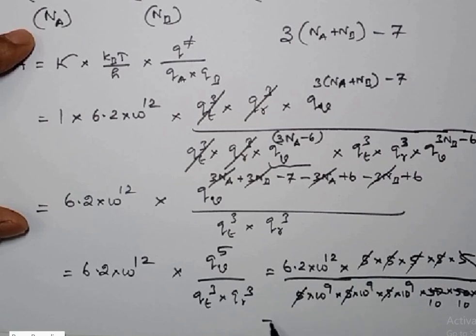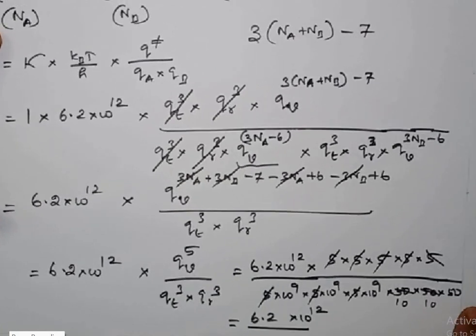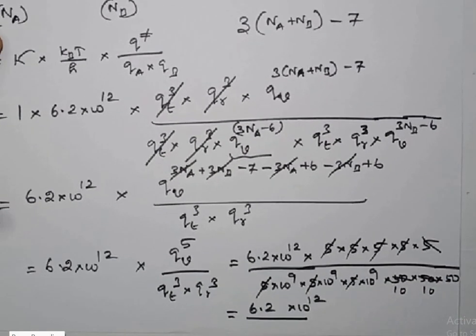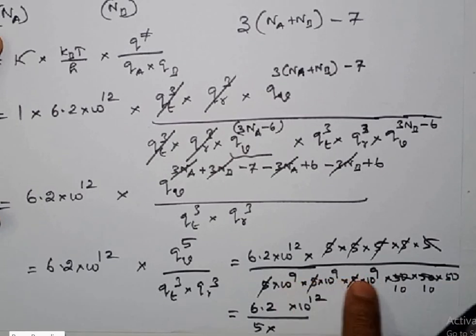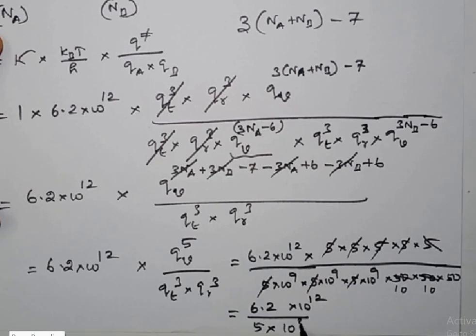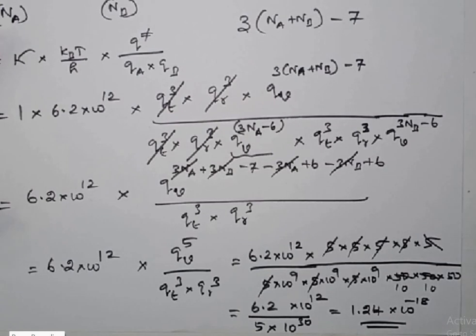So what we have is 6.2 into 10 to the power 12 in the numerator, divided by, I'll separate this 50 into 5 into 10. I have 10 here, 10 here, 10 here, 10 power 3, and here I have 10 power 27, so 10 power 30. Then 6.2 by 5, I'll get 1.24. I'm getting the answer as 1.24 into 10 to the power minus 18.